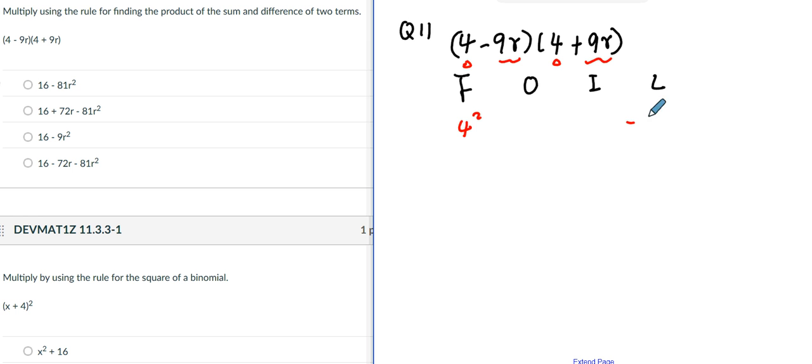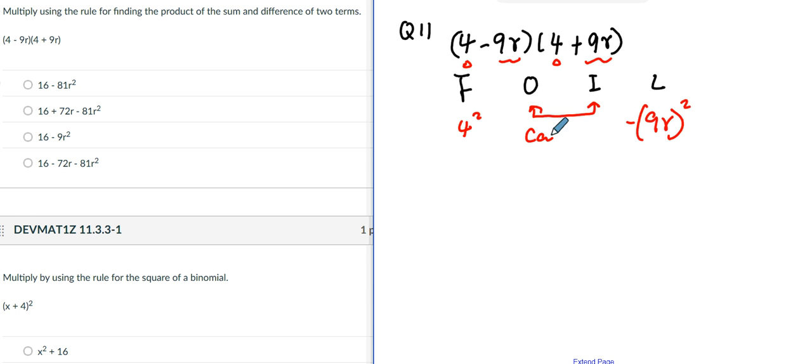So we then have 9r, which is negative, positive times negative, and squared. We know outer product is 4 times 9r. Inner product is 4 times negative 9r. So those two will be cancelled.